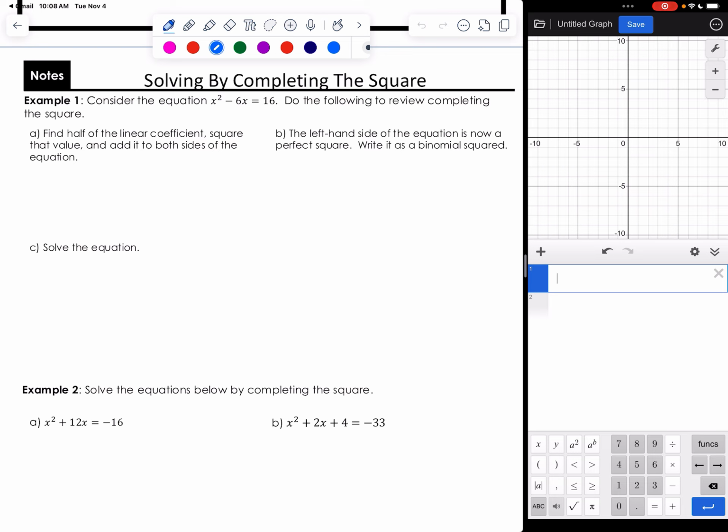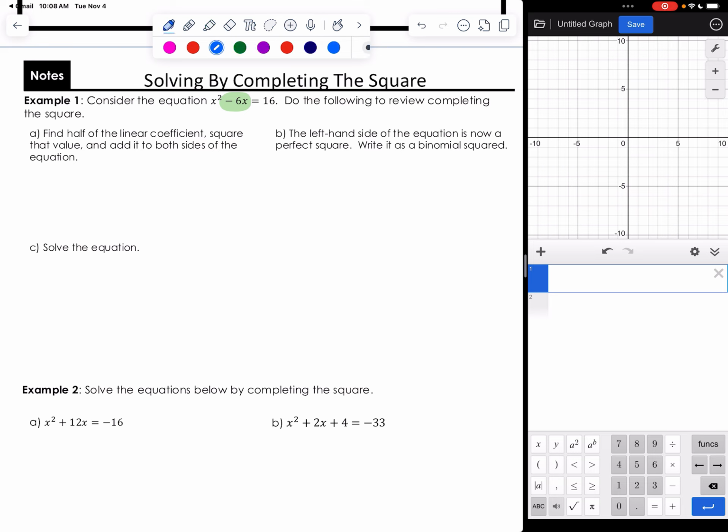Let's start off with an example to help us remember the process of creating a perfect square trinomial. So in part A, it says find half of the linear coefficient and then square that value and add it to both sides of the equation. So our linear term in this problem is negative 6x.